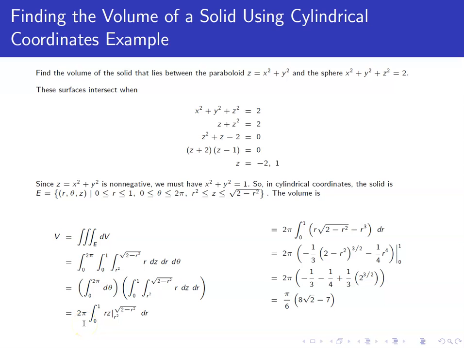For the second piece, I want to integrate with respect to z first, so I just get rz. When we plug in our endpoints, we'll get r times root 2 minus r squared, and then minus r cubed. That first piece, we need to do a u substitution. If we do that, we should get an antiderivative of negative 1/3 times 2 minus r squared raised to the 3/2, minus 1/4 r to the 4th for the second term. Plug in our endpoints and simplify. We should get pi over 6 times the quantity 8 root 2 minus 7.